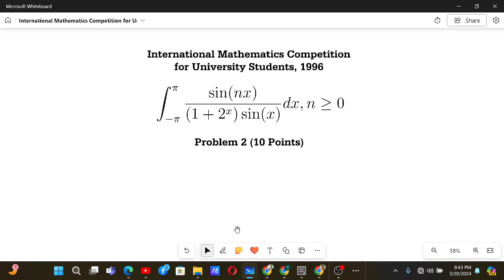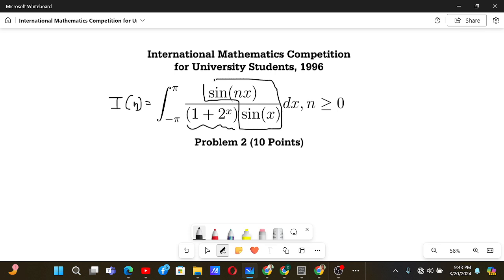International Mathematics Competition for University Students 1996, problem 2, and this was for 10 points. Despite being from the repeated competition problem, it's not that tough. Yeah, it's somehow simpler. First of all, seeing this expression, this one over here is actually an even function.